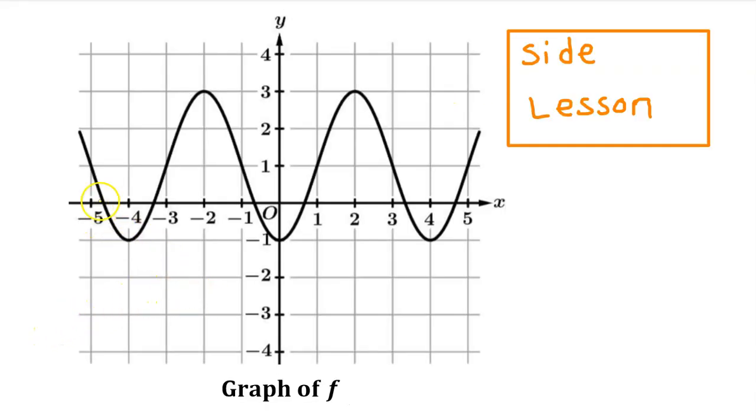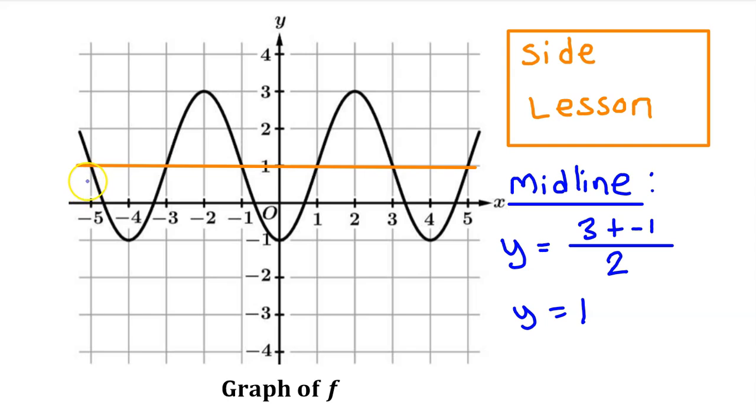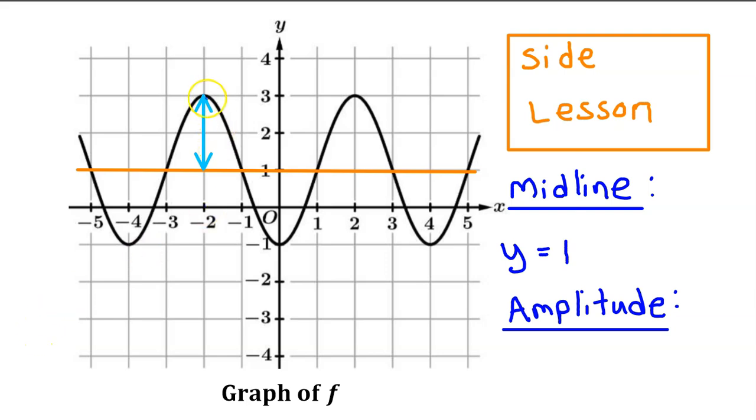Quick side lesson. Here's an example of a sinusoidal function. The line halfway between the highest value and the lowest value is called the midline. Given a graph, it's easy to see that the midline is y equals 1. However, if we didn't have a graph, we could still find the midline by taking the average of the max and min. In this case, 3 plus negative 1 divided by 2. That's 3 minus 1, which is 2, divided by 2 gives you 1. The amplitude is the maximum value minus the midline. In this case, 3 minus 1, which is 2.